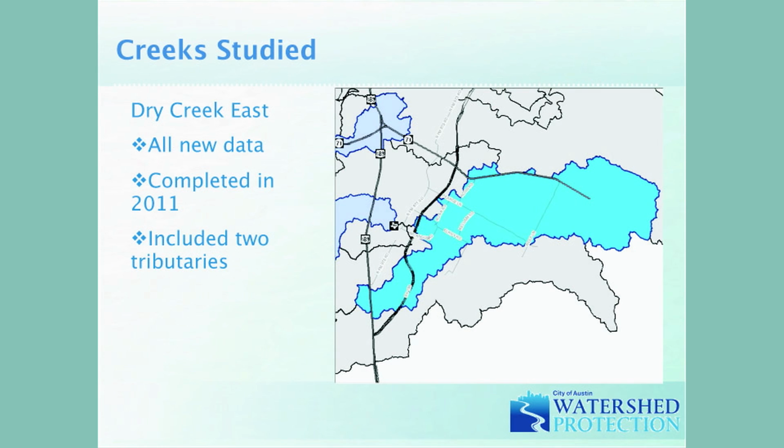The Dry Creek East study, this is Cottonmouth that we just looked at. This is Dry Creek East. The F1 site is right there. It flows into the Colorado River way downstream of Longhorn Dam. All new data, survey, hydraulics, hydrology, mapping, brand new. Now we actually completed this Dry Creek East floodplain study a couple years ago. We're just incorporating it into the maps right now, but we did add 2 tributaries that weren't studied that we needed to update some information.